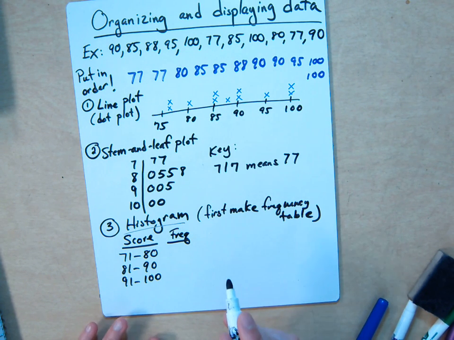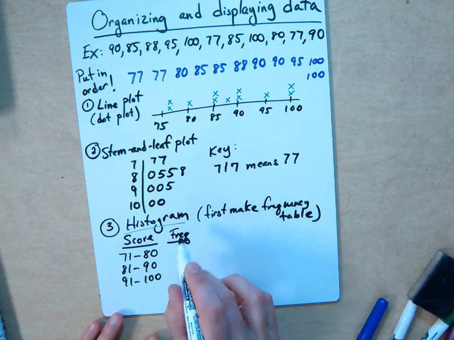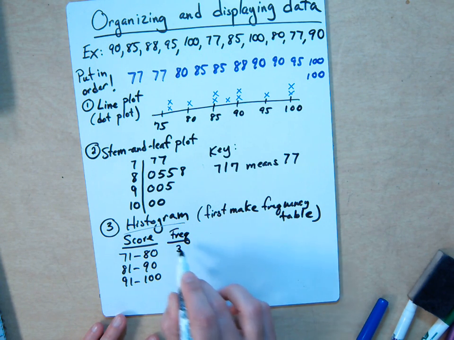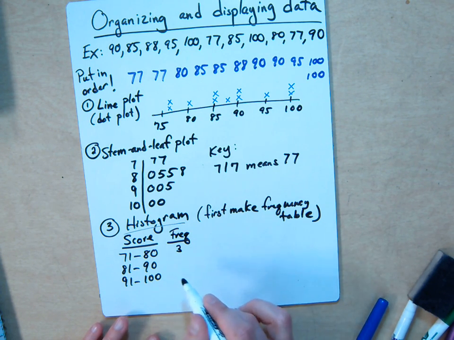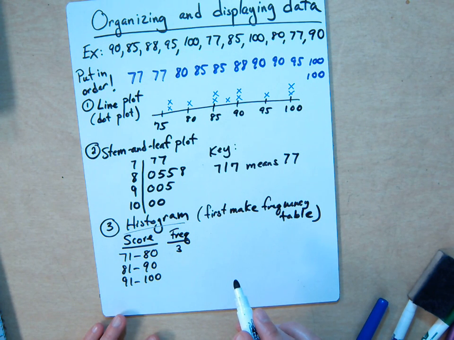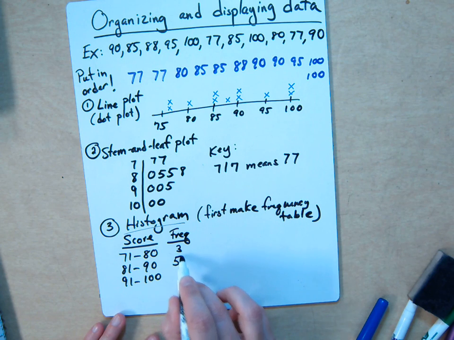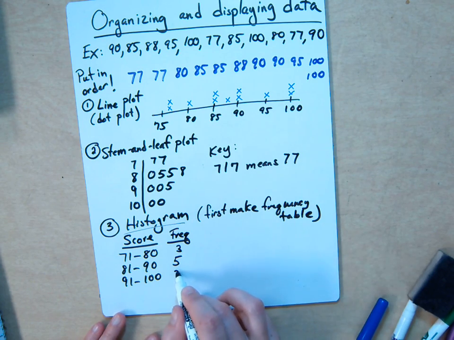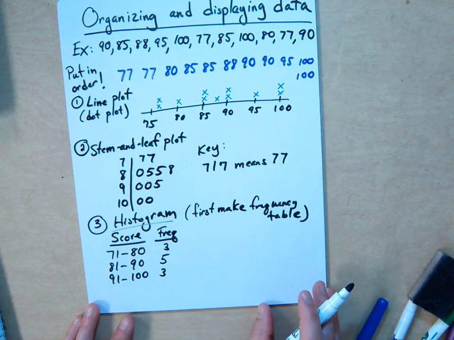And so how many scores are between 71 and 80? Good. Is that right? 71 and 80? Including 80? There's 3? And how frequent is 81 to 90? And how frequent is 91 to 100? Great. So we're ready to make a histogram.